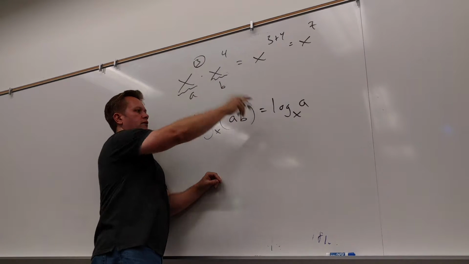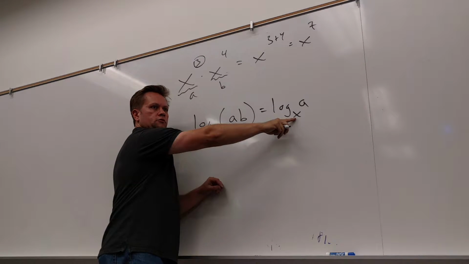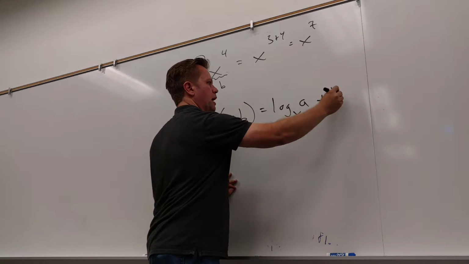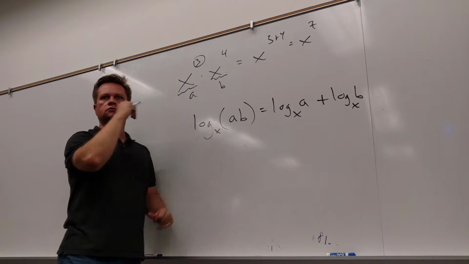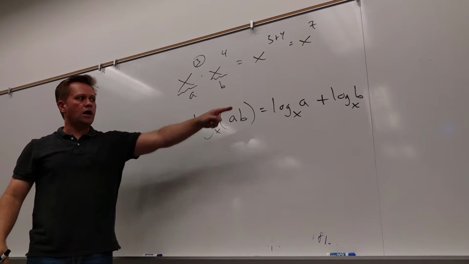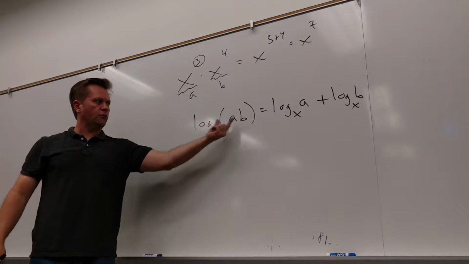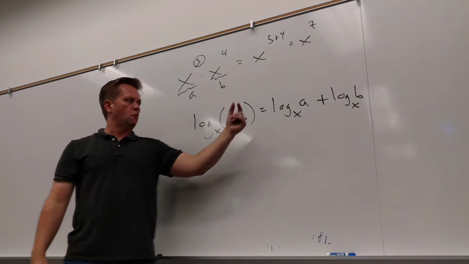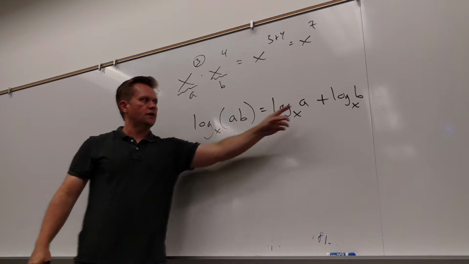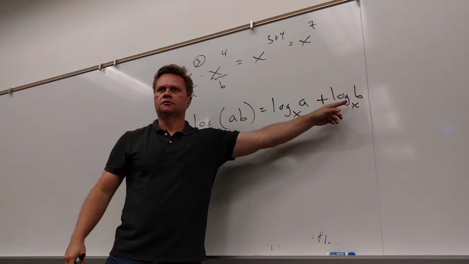So that's the power related to the A. That's like the 3. I would add it to the power that's on the B. That's like the 4. So that is the property of logarithms. The log of a product is the sum of the logs. What's a better way to say that? When I multiply things with like bases, I add the powers.